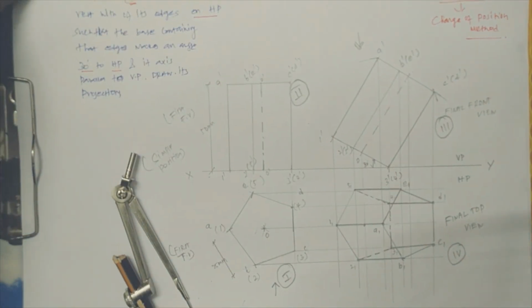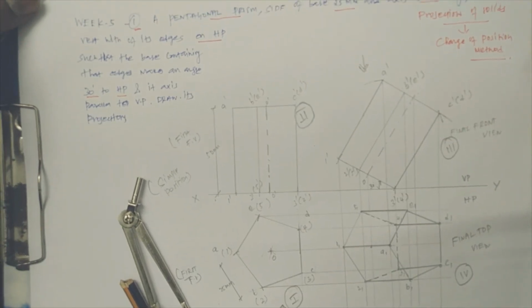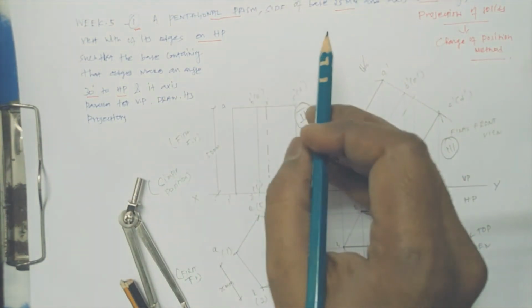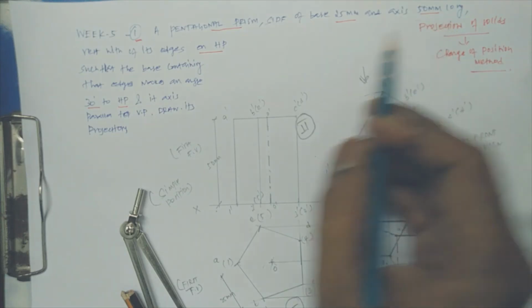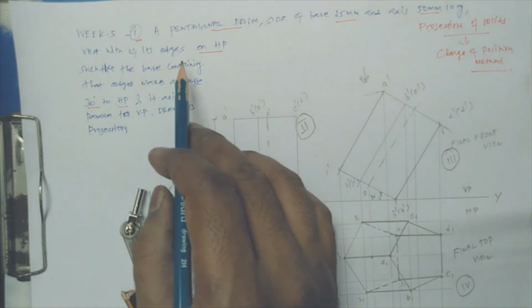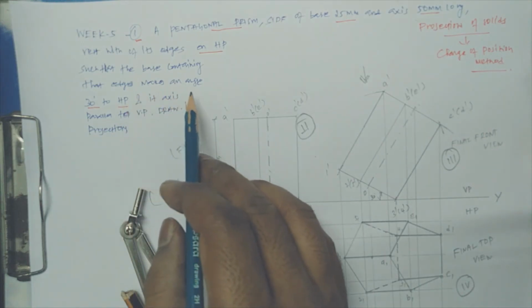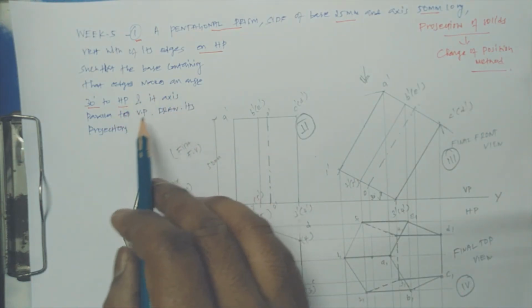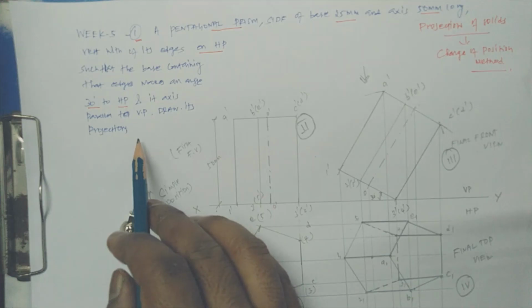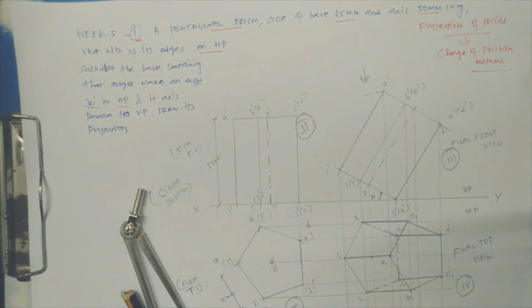Okay, now you see the problem. Pentagonal prism, 25 base sides, axis is 50 mm long, rest with its axis in HP, surface base containing that edge makes an angle 30 degree to HP, its axis perpendicular to VP, draw the projection. This is the final top view of projection.